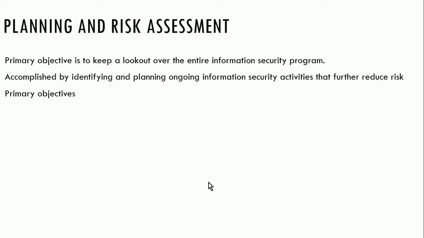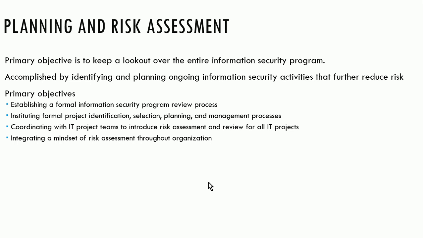So the next objective is planning and risk assessment. The primary objective is to keep a lookout over the entire information security program by identifying and planning ongoing information security activities that further reduce risks. So establishing a formal information security program review process, instituting formal project identification, selection, planning, and management processes, and coordinating with IT project teams to introduce risk assessment and review for all IT projects.